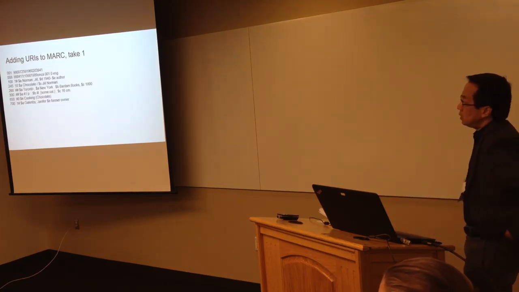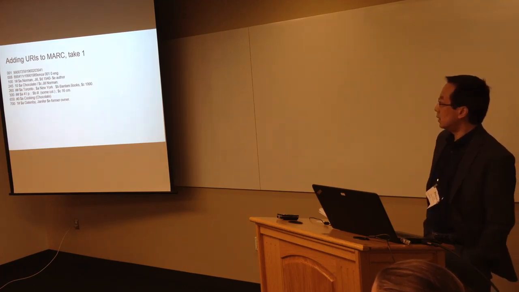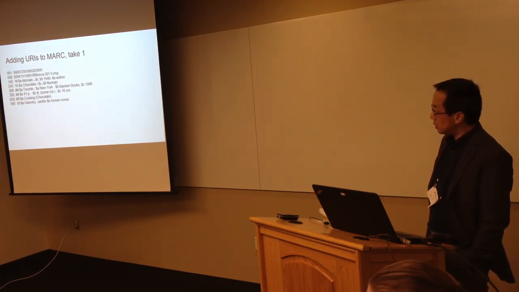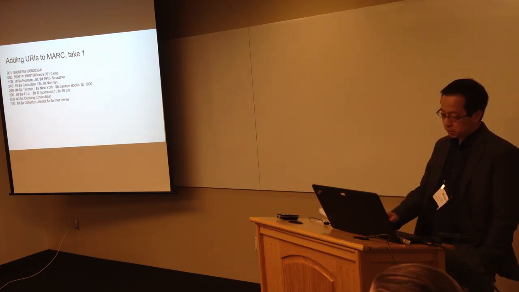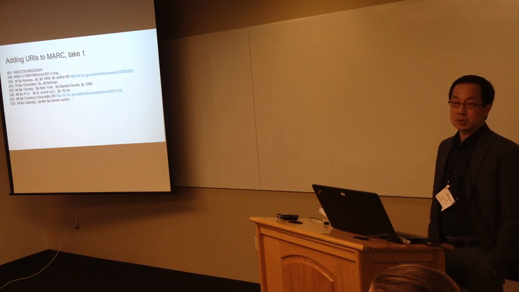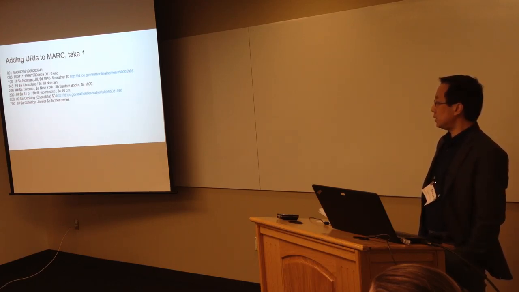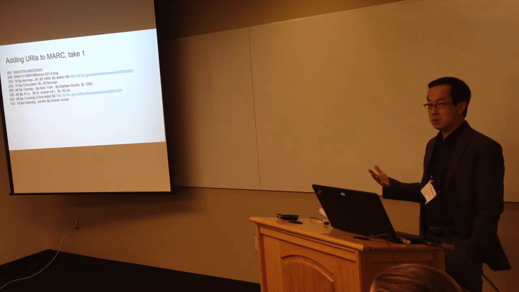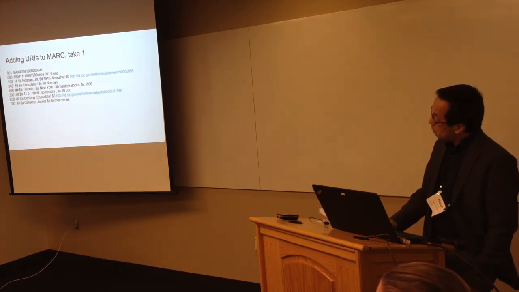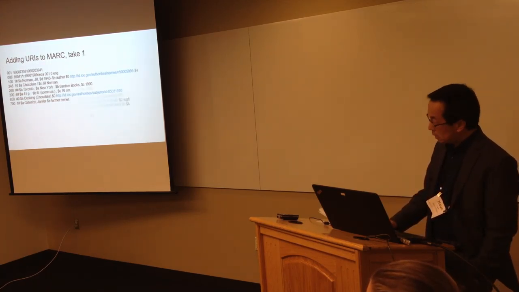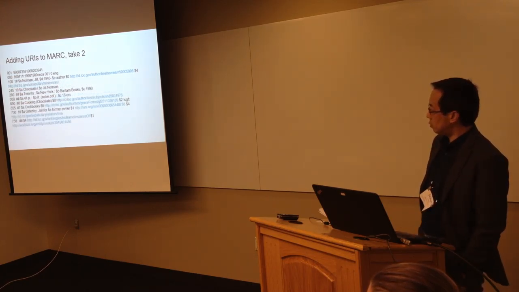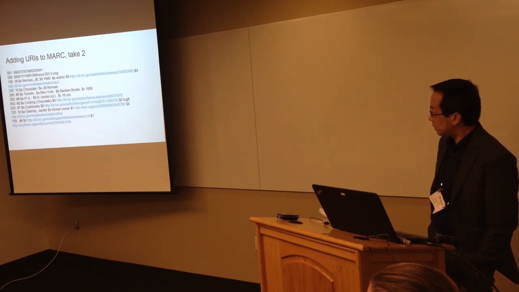So how do you go about adding URIs to MARC? You can start by doing this. You take your traditional control access points, and you provide URIs for them. And that's something that we are already doing. In WorldCat, you're seeing examples of this. But you can actually go further. You can enrich the record considerably more than that.